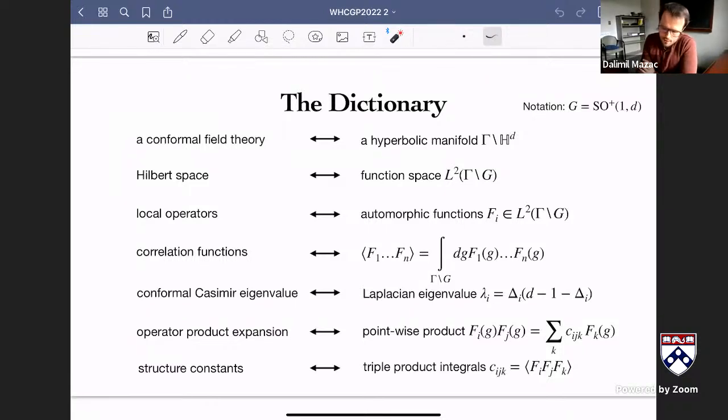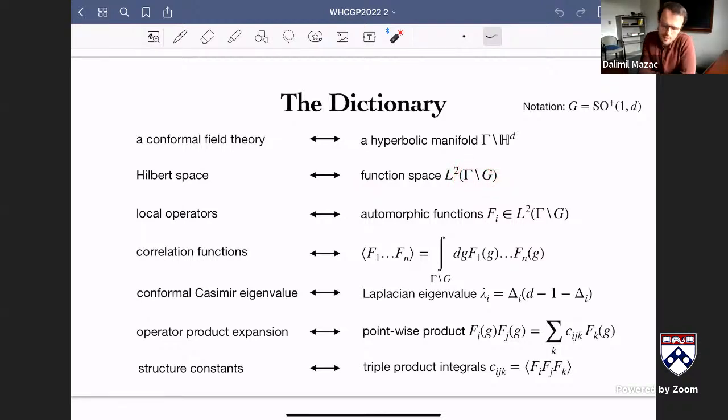So G is going to be SO(1,d), the group of isometries of hyperbolic d-space. Under this analogy, a conformal field theory is supposed to be analogous to a hyperbolic manifold, which is a quotient like this. Then the most important player in the game is the Hilbert space. A CFT comes with a Hilbert space on the sphere, and this is analogous to the function space, to a space of functions on this coset space.